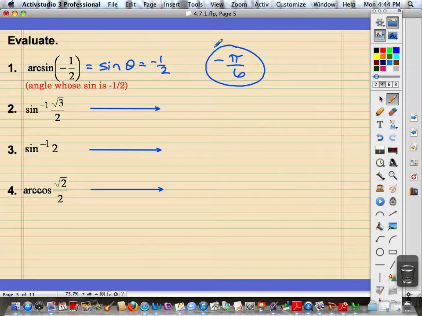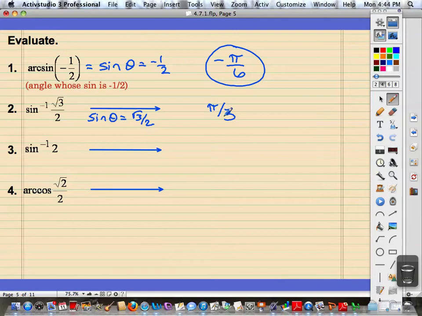If we look at the second one, the inverse sine of square root of 3 over 2, that really means that the sine of some angle is square root of 3 over 2. So what angle has a sine of square root of 3 over 2? That's one of our special angles we're supposed to know. And that's pi over 3.